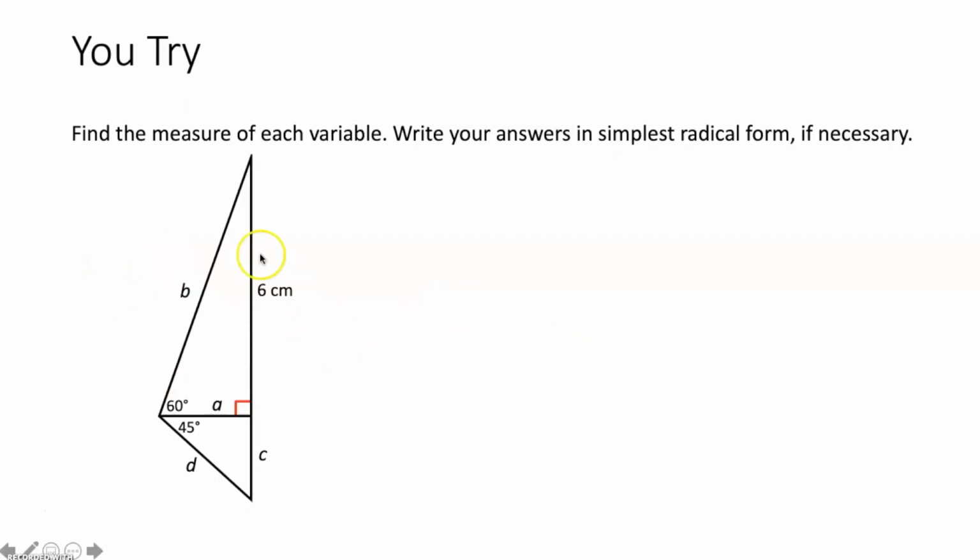Okay, doing the same thing. We again have this big triangle and we have 1, 2, 3, 4 different variables that we need to solve for. This time we're given a different side length as our given. We're given this 6 centimeters as this measure right here.